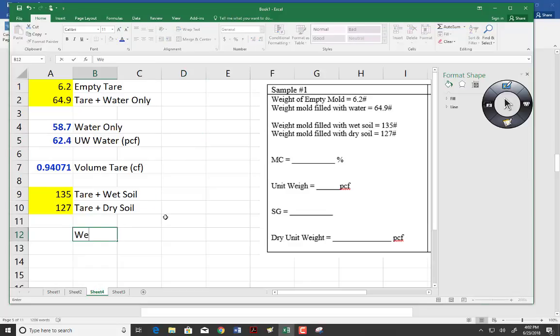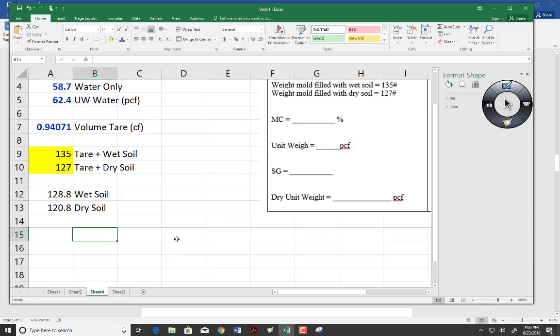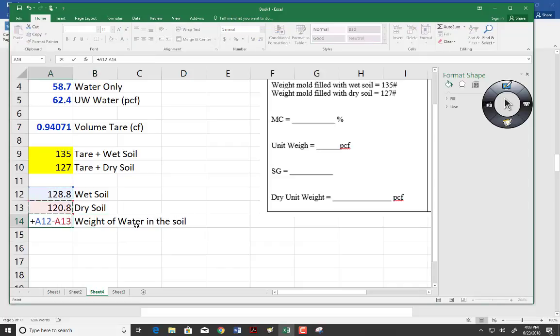So wet soil, how many pounds of wet soil is there? That minus the empty tare. My dry soil is going to equal my dry soil minus my empty tare. So then, weight of water in the soil would equal that minus that. So I have 8 pounds of water.